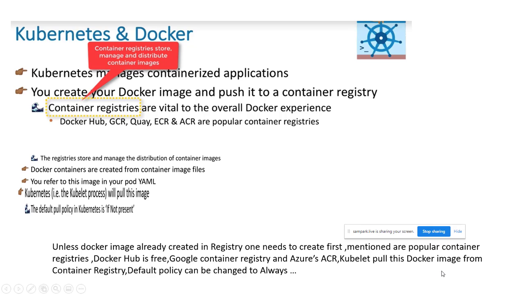Kubelet pulls the Docker image from the container registry, like Docker Hub or GCR, ACR, whatever. So kubelet is the one. It's the kubelet process which will pull this image. Now, the default pull policy in Kubernetes is if not present.